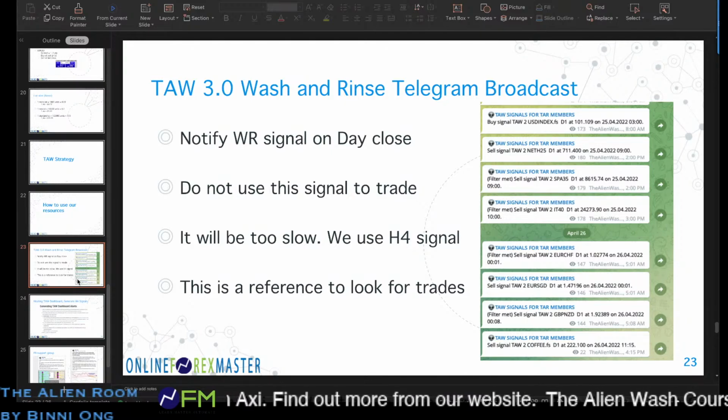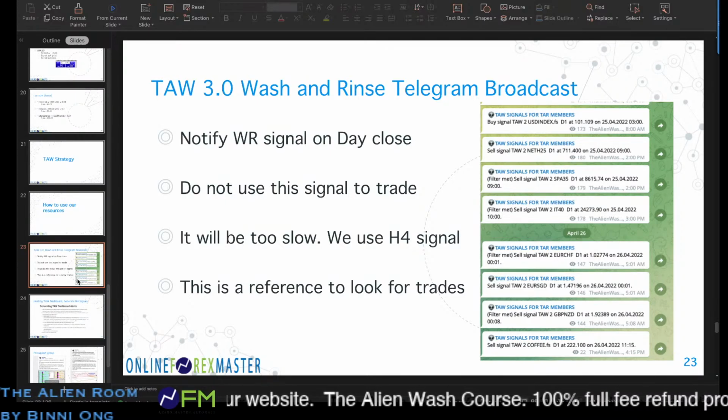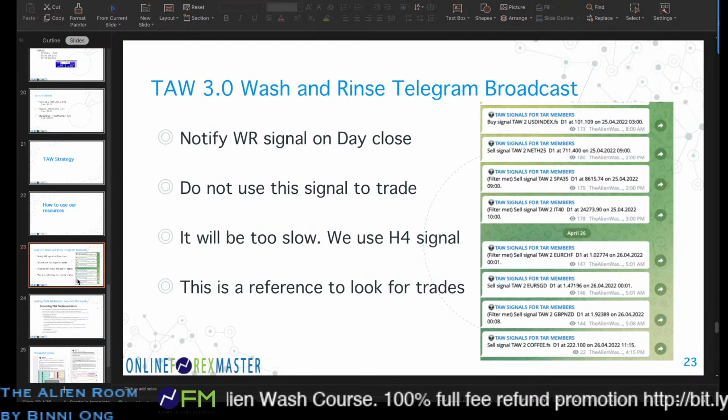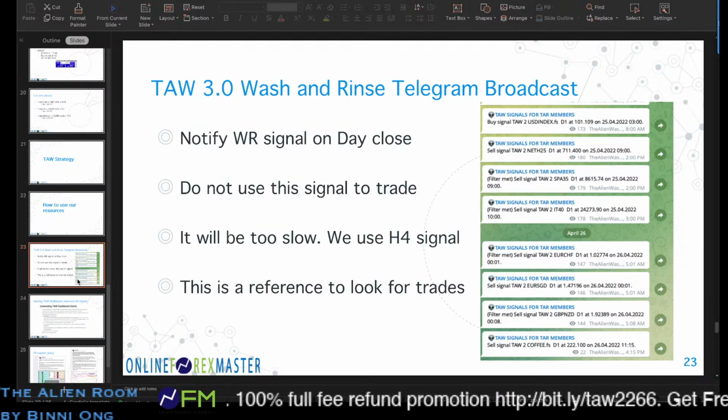So therefore, I always answer this question as no, don't switch it off. In fact, I don't switch it off. But for me, I actually host my EA in a VPS.